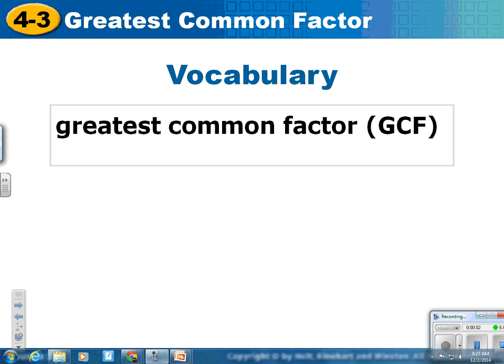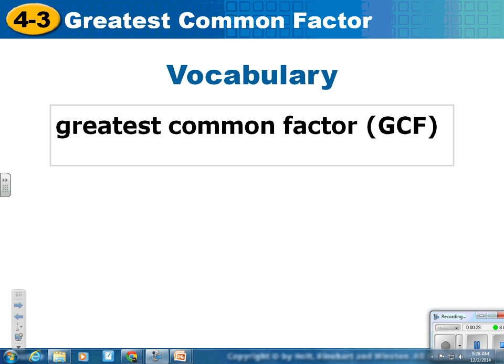Greatest common factor. This is going to be important next chapter when we start talking about fractions. Just keep that in the back of your mind. A lot of you are going to go, well, why do we have to know what greatest common factor is, and why do we have to do this? Just keep in mind, it has to do with adding and subtracting fractions. And so this is the first step in all of that.